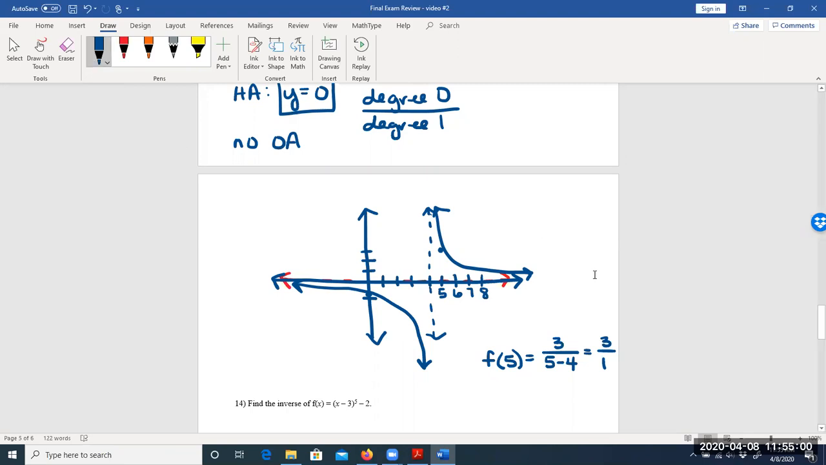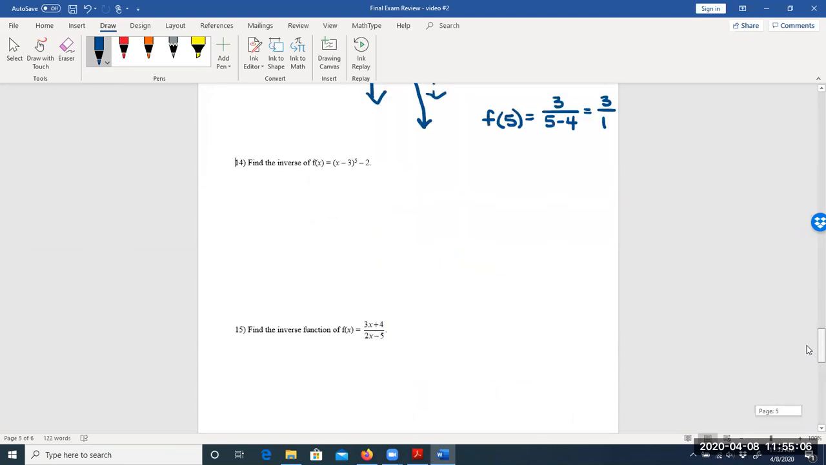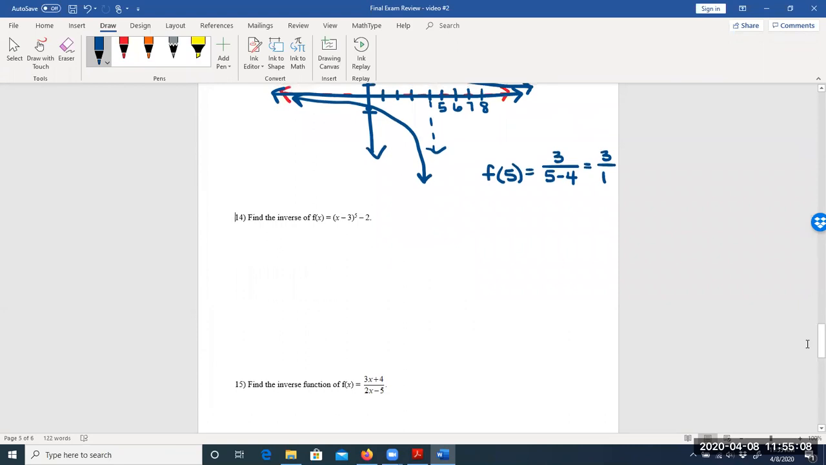Okay, again, I know this graph looks horrible, so look at your answer key to see a much better graph for this problem.